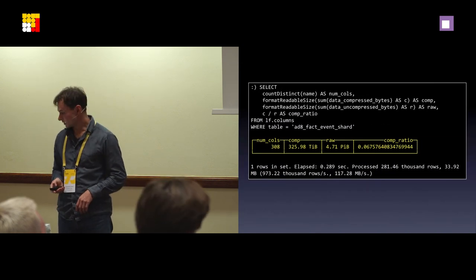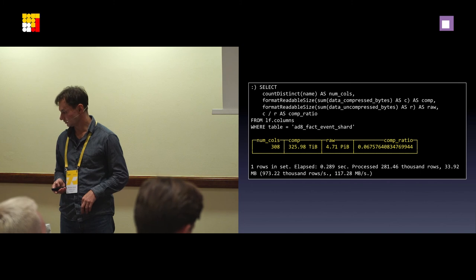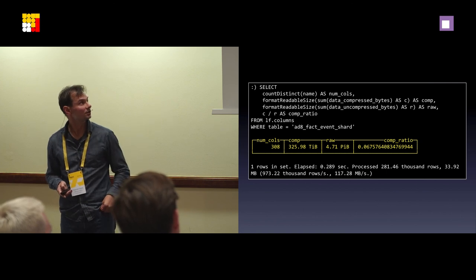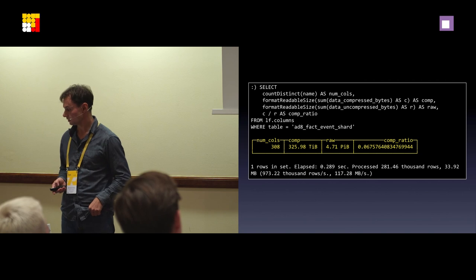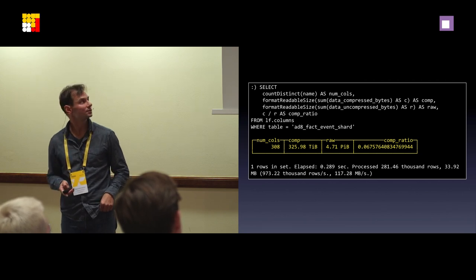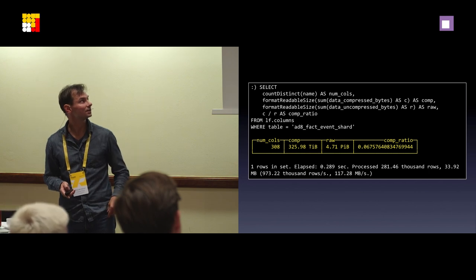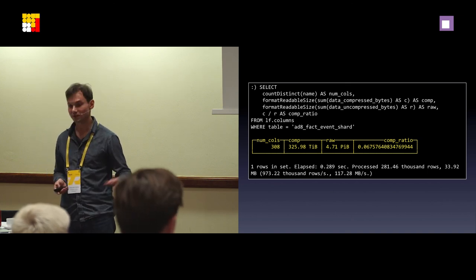And this is the data size. It's actually 3 replicas. And what is interesting here is the compression ratio. So ClickHouse, in this particular example, for our data, compresses data by 16 times, right? So only 6% of the data is stored on the disk compared to raw data size. This is why it's so fast.